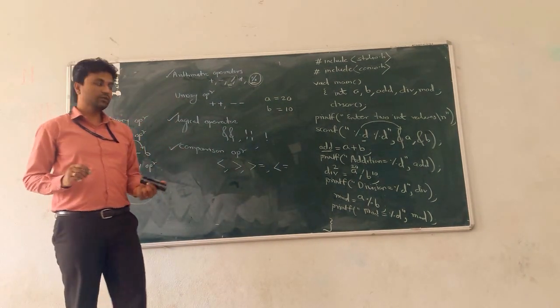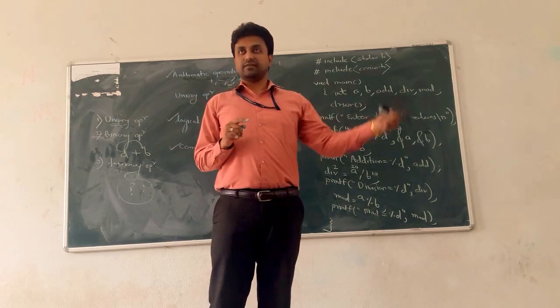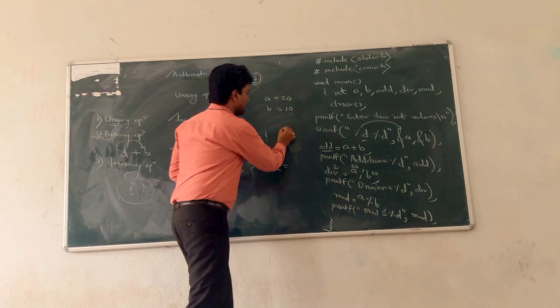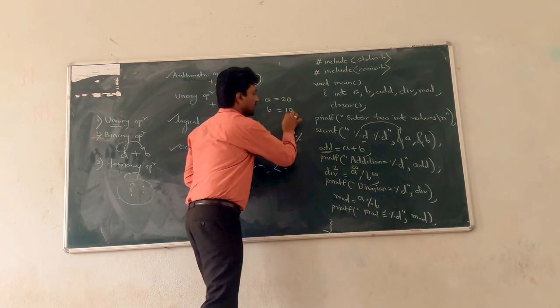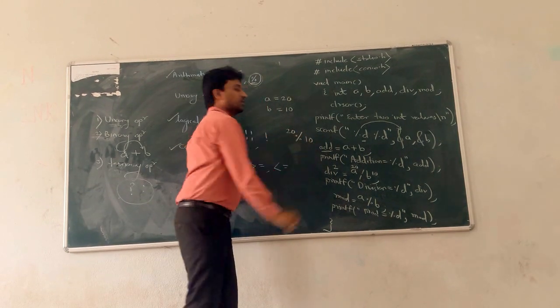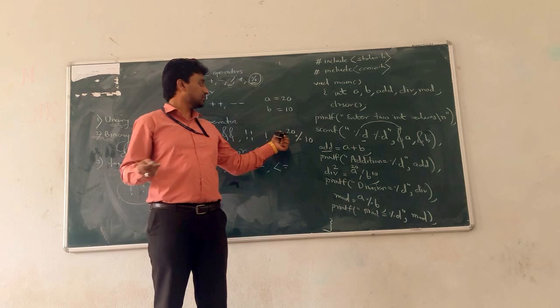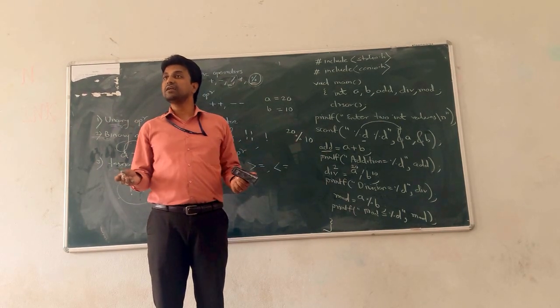So what is the output now? Modulus operator gives you remainder. Okay, means what? It first takes the value of a. What is the value of a? 20. Mod of what is the value of b? 10. So it calculates first, makes the quotient. What is the quotient? 2. And what is the remainder? 0.